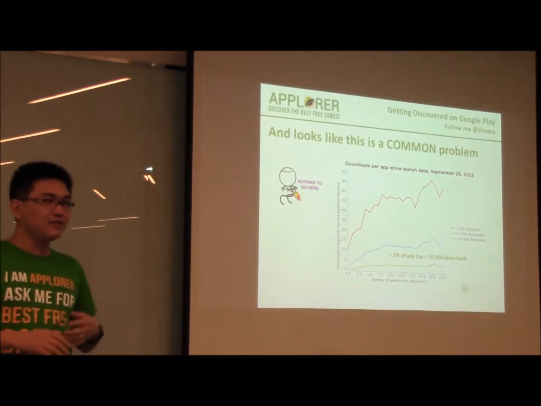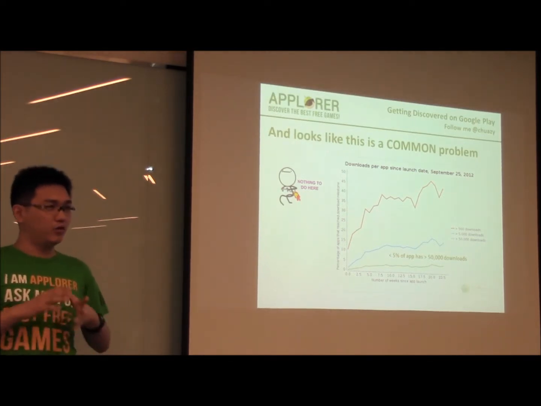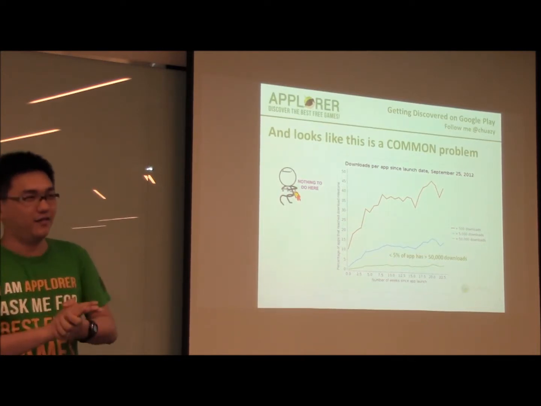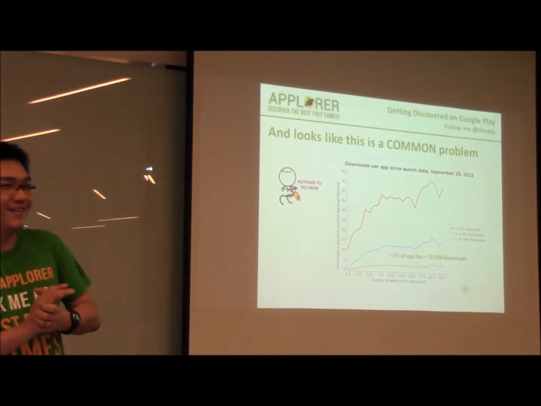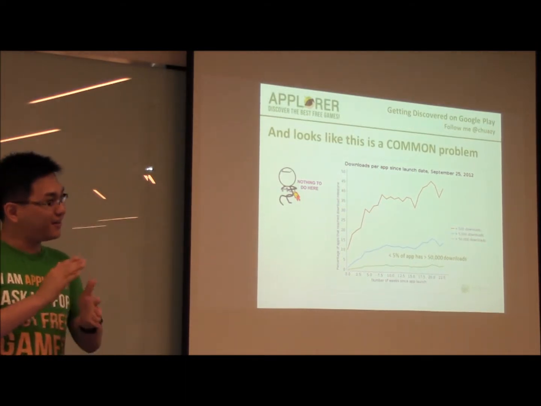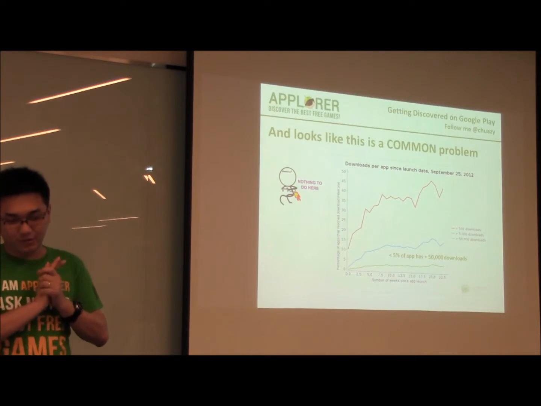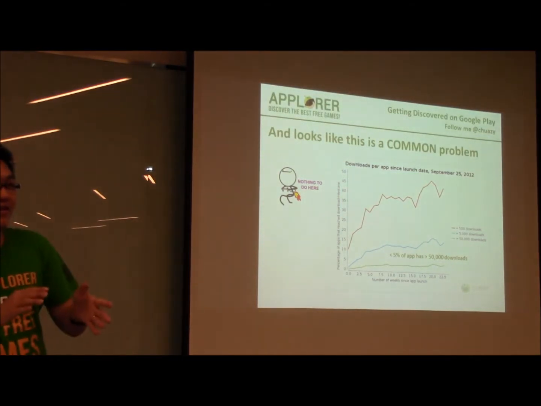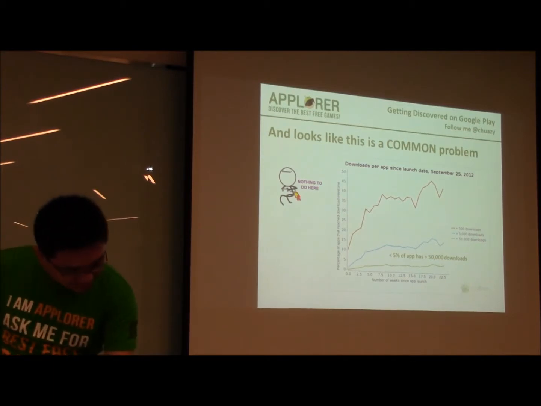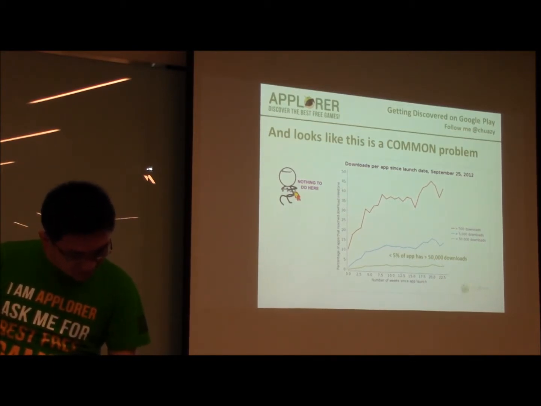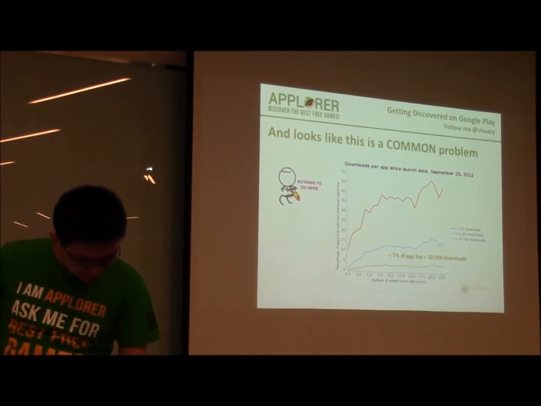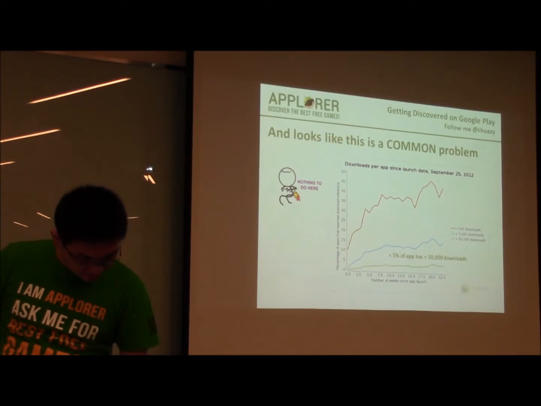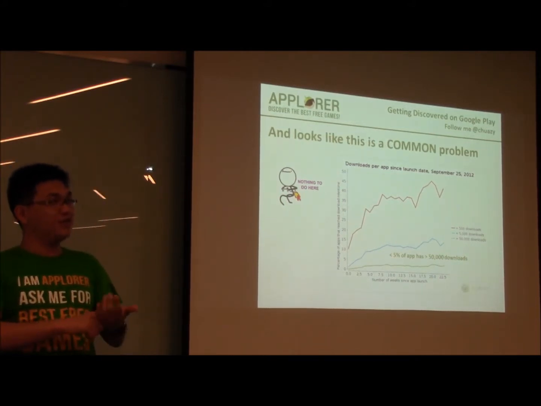Less than 5% of all Google Play apps have more than 50,000 downloads after 6 months. So you can count how many days there are in 6 months. 180, right? So 50,000 downloads divided by 180 is how many? Anybody got a calculator? Very easy one. 50,000 divided by 180 is 277 downloads a day.